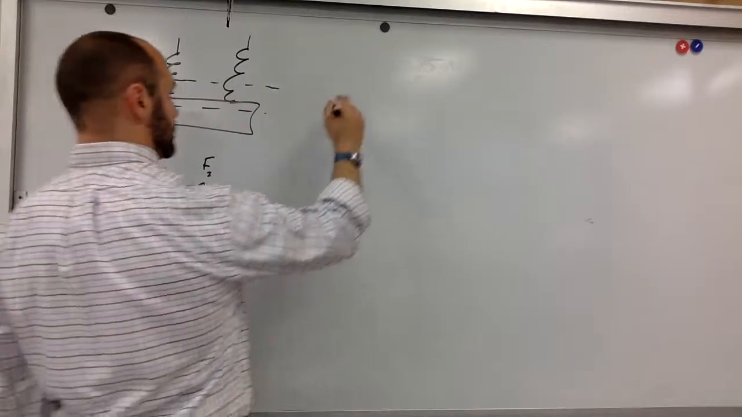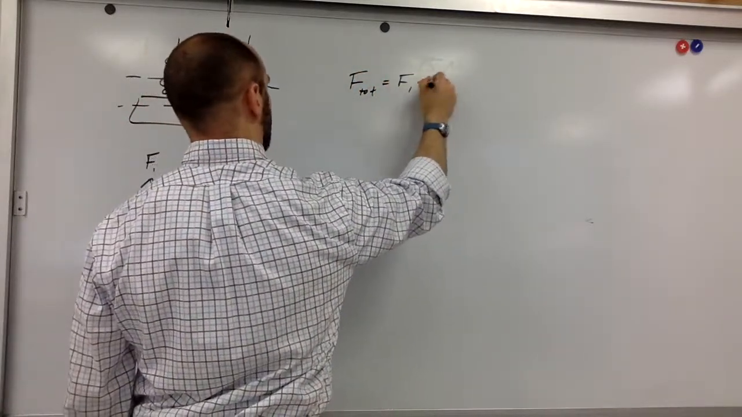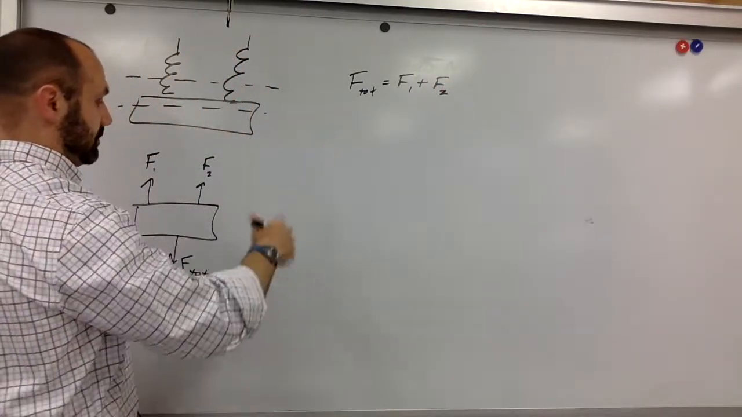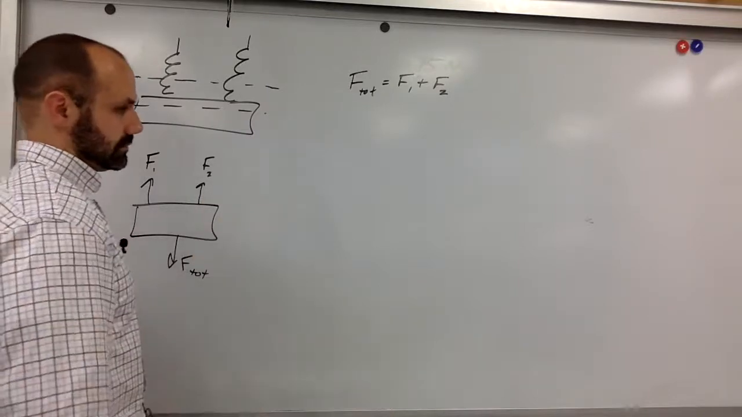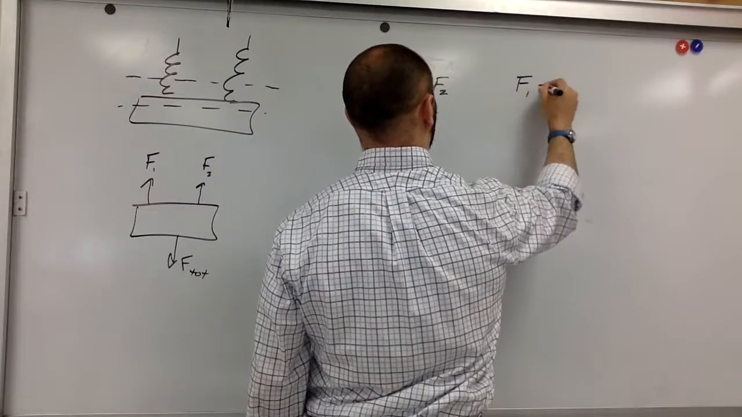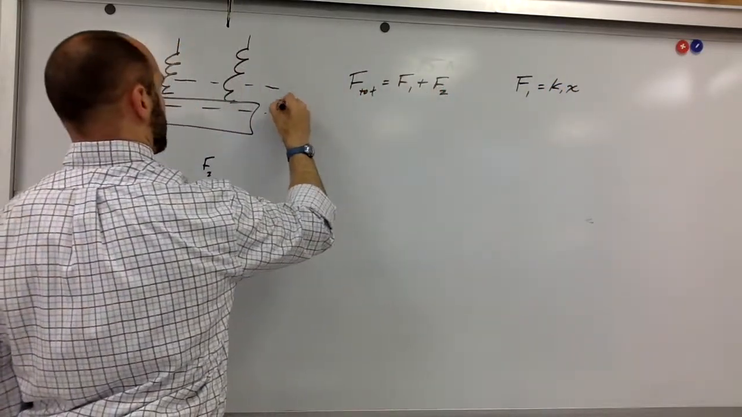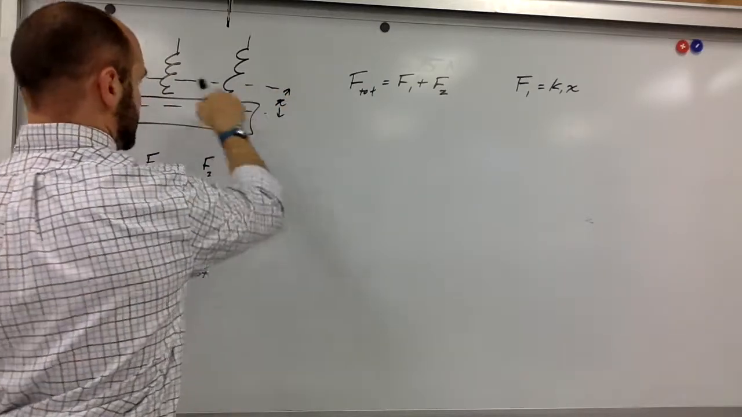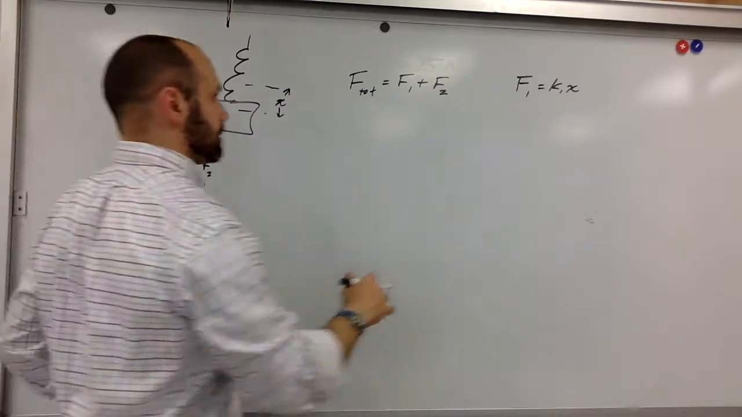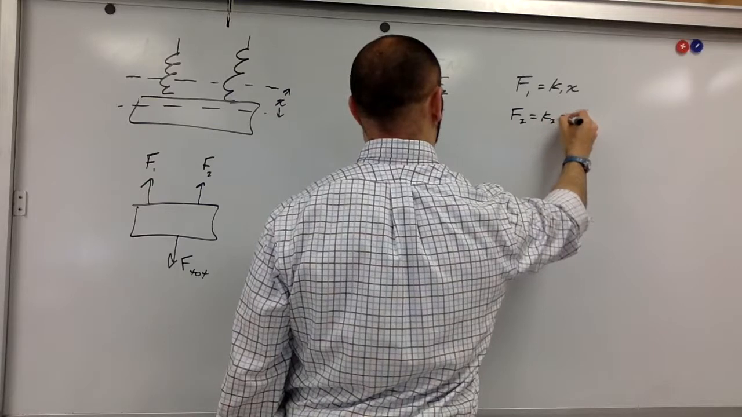And so I write out my rule here. F total is equal to F1 plus F2. Okay, that's the forces. Now let's write out Hooke's law for each of these things. F1 equals K1 times X. Because of the way I've attached these springs, I've got the same stretch on all three. I just arranged it that way. And so I'm just going to leave this as X.